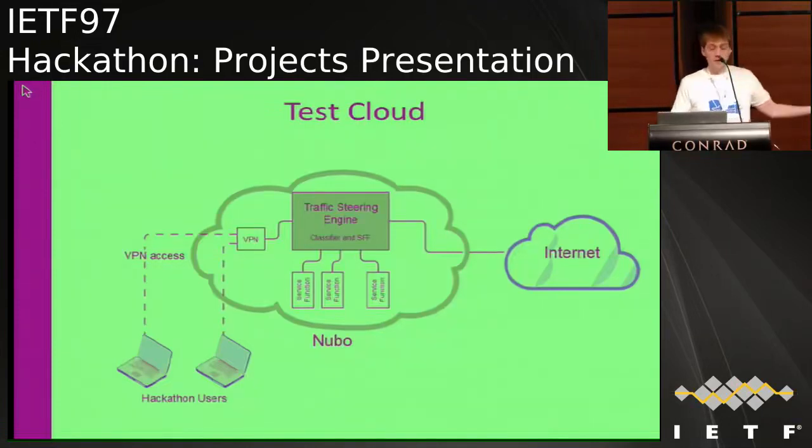So to actually test all this stuff out, we had a private cloud running. Basically a Linux box was connected to our traffic steering engine, which is a classifier and SFF running in the data plane. And then that would send over a virtual switch to these Linux boxes running VPP. And those would act as service functions and send it back, and it would all work. So we could send pings through it. We could SSH. It was pretty cool. Did I miss something there? No, I didn't. Okay.